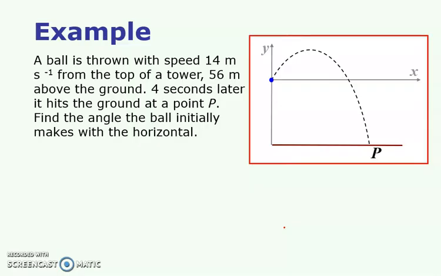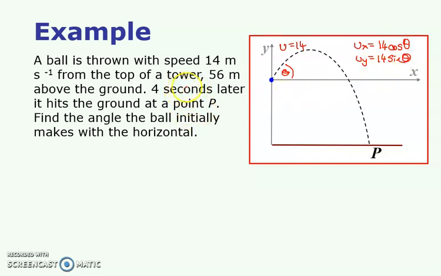Here's an example for us. A ball is thrown with a speed of 14 meters per second from the top of a tower. So that's a u, if you like. u equals 14. So straight away I'm thinking ux equals, uy equals. Does it tell me what the angle is? Oh no, I'm asked to find the angle. So this is all very well, but it's 14 cos theta, and it's 14 sin theta. I don't know much else.